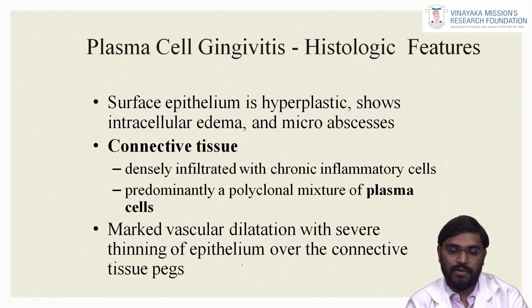Coming to the histopathological features, the surface epithelium is hyperplastic and shows intracellular edema and microabscesses. Connective tissue is dense, infiltrated with chronic inflammatory cells and predominantly a polyclonal mixture of plasma cells, with marked vascular dilatation and severe thinning of the epithelium over the connective tissue pegs.